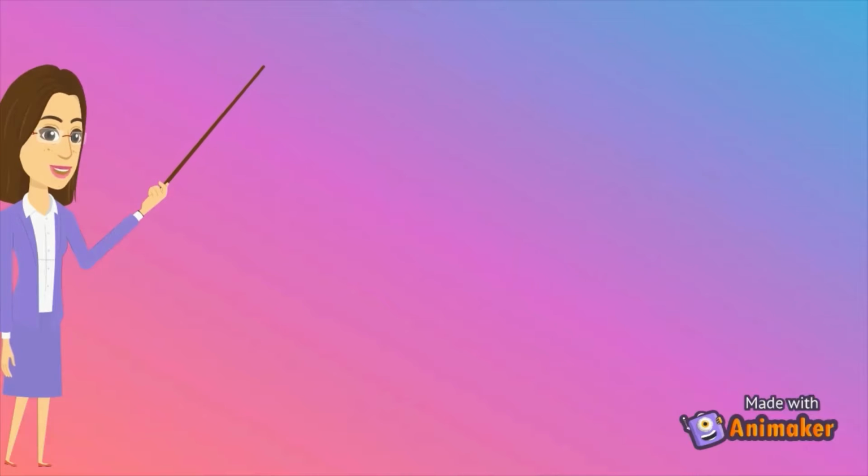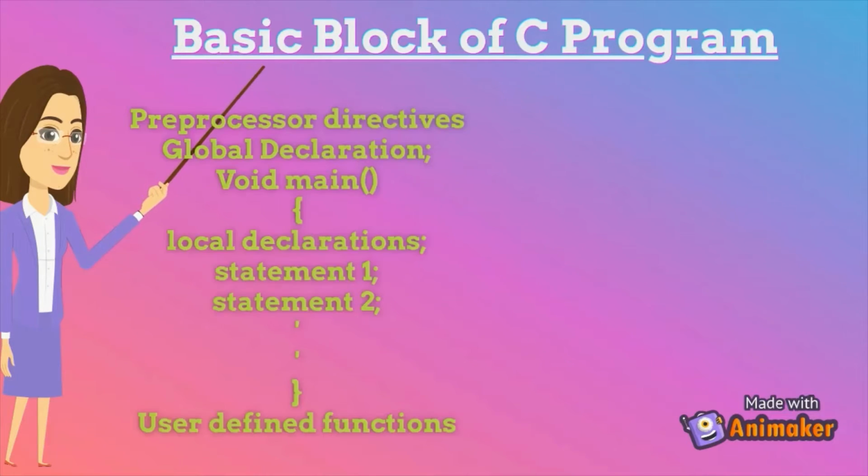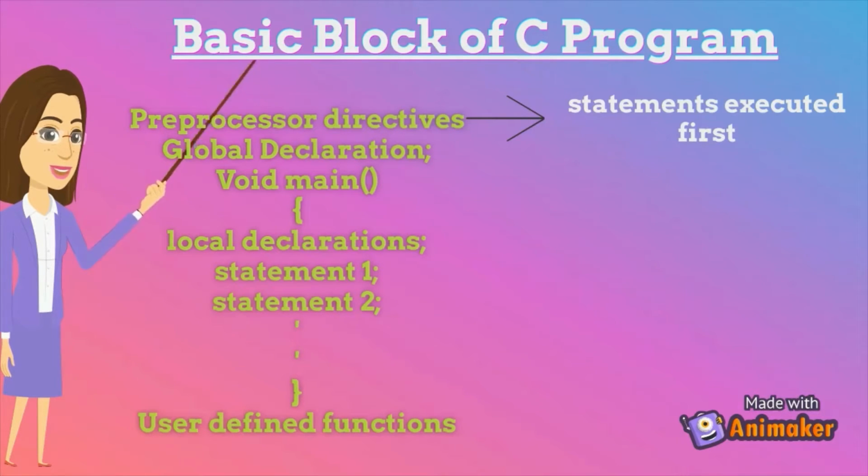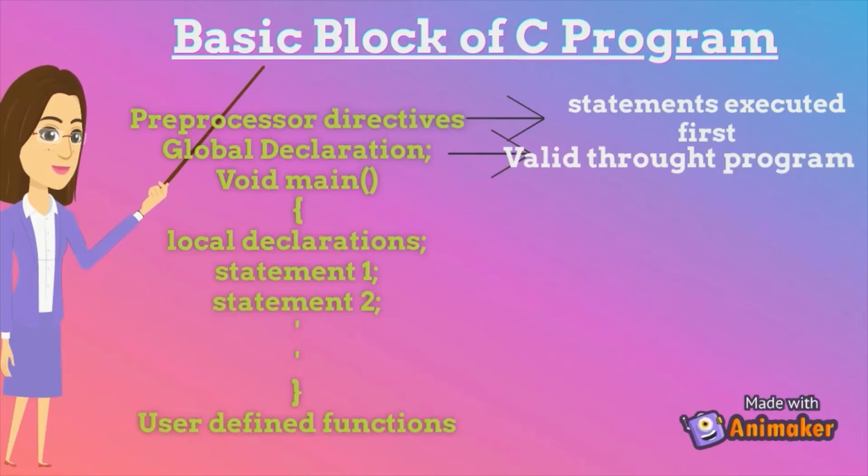Next we'll see basic block of C program. First we have preprocessor directive. As name tells, the statements in the preprocessor directives will be executed first. Next we have global declaration. So here whatever the statements you declare here are valid throughout your program. Next we can see void main. Every program execution starts from main and ends at main function.